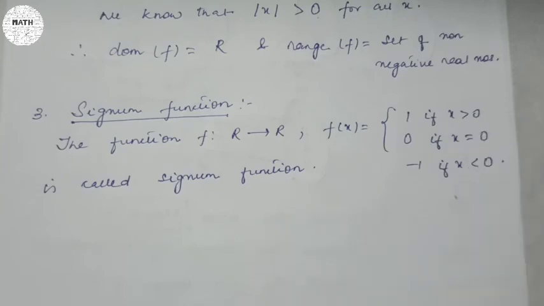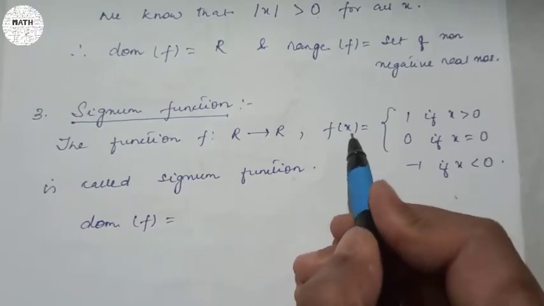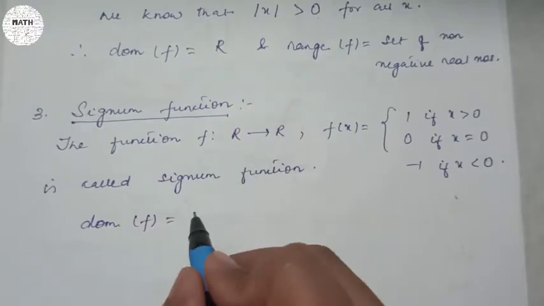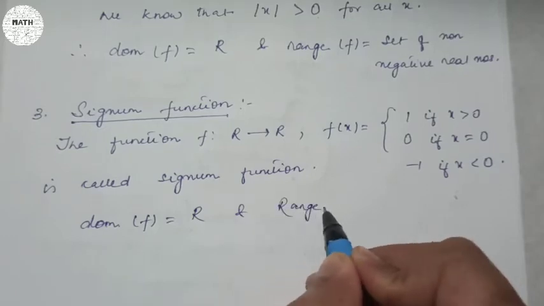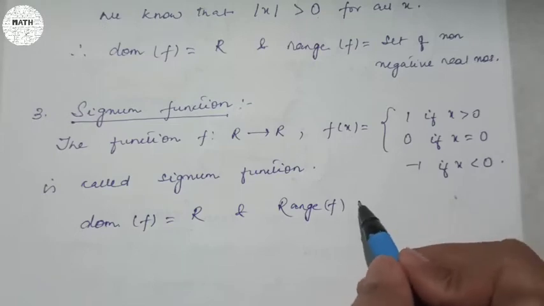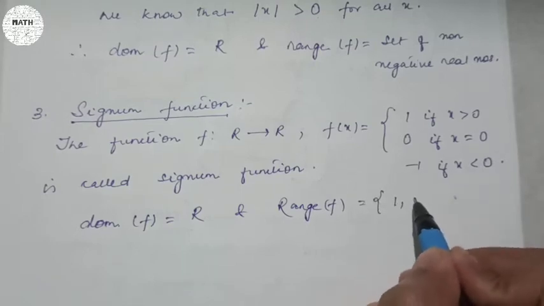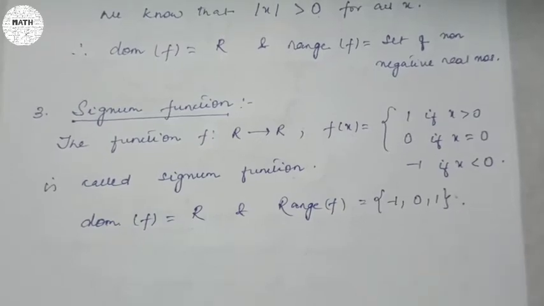Okay, so over here also the domain of f is nothing more than the real numbers, and the range of f, what is the answer I'm getting? 1, 0 and minus 1. So the range would be nothing more than minus 1, 0, 1. So that's about your Signum function.